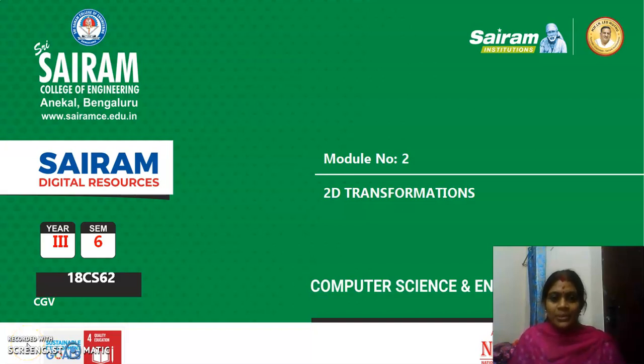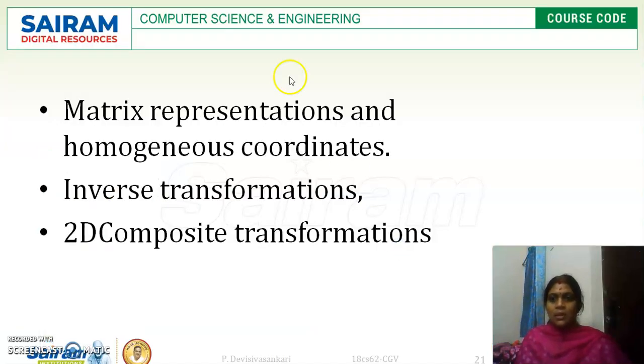Hello students. In this video, the continuation of 2D transformations only. In the last video, we have seen the basic transformations like translation, rotation and scaling along with their matrices, right? So in this video, we are going to see the matrix representations as well as the homogeneous coordinates. Okay, what is homogeneous and how to represent it in a matrix form.